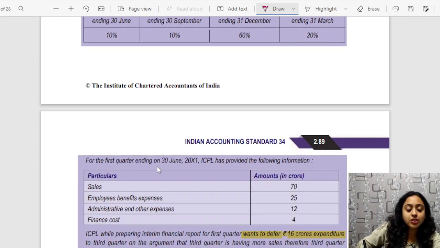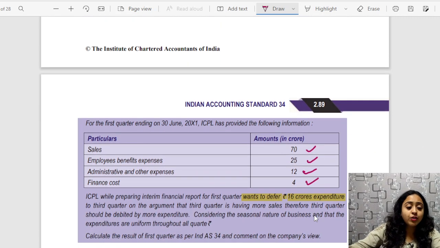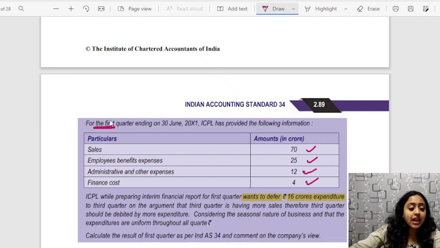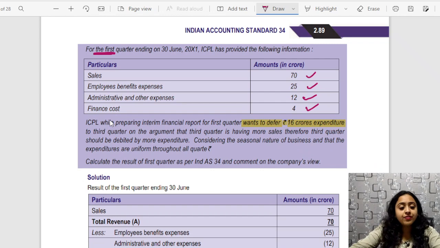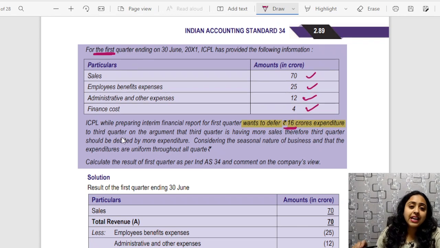Now for the first quarter ending 30th June 2001, ICPL has provided the following information. Sales is 70 crore, employee benefit expenses 25 crore, administrative and other expenses 12 crore, finance cost 4 crore. This is the figure of the first quarter. ICPL, while preparing interim financial reports for the first quarter, wants to defer 16 crore expenses to the third quarter. Is it possible?